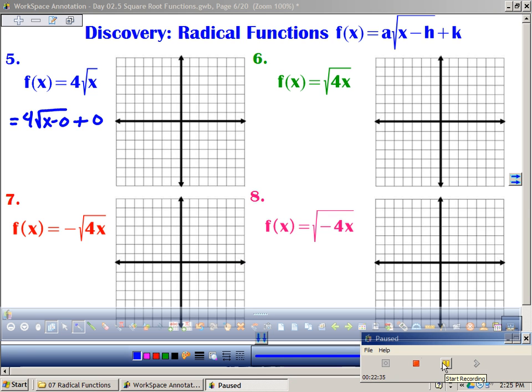All right, let's discuss our findings. So your parent graph should have been at 0, 0. And when you put 1 in, so square root, you just get 1, you get 4. So before we went over 1 up 1, but now we're scaling it up to 4.